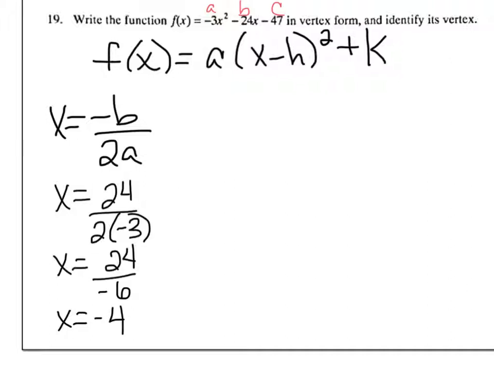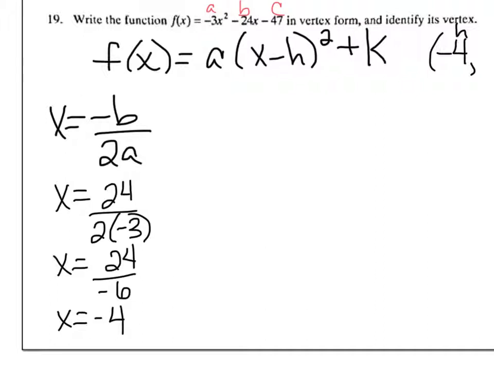Well, remember, x in this formula is the same thing as h. So going to our vertex, we know our h value is negative 4, so we're halfway there in our vertex. So this is h. So now we need to find the other part of the vertex, which means we take our x value and we plug it back into this formula in order to find the other half of the vertex.